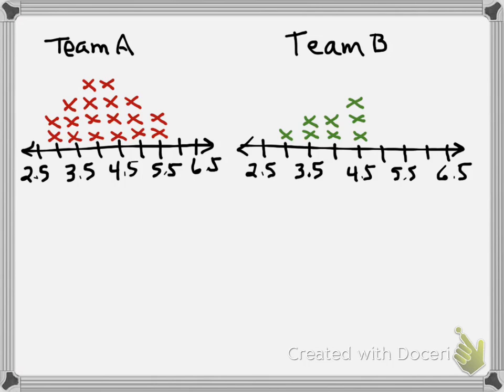We had 4 people who did 5 miles. We had 6 people who did 5.5. 1, 2, 3, 4, 5, 6. Whoa, that's a tall one. And then we had 5 people who did 6 miles.